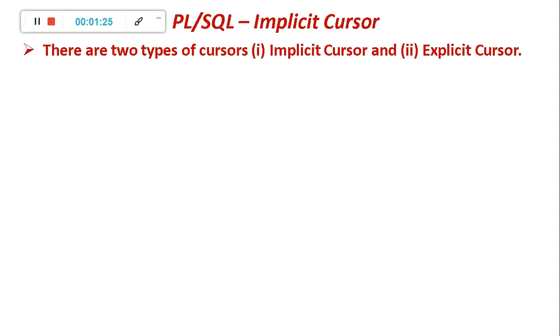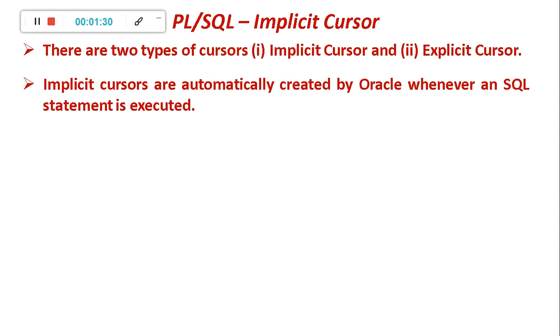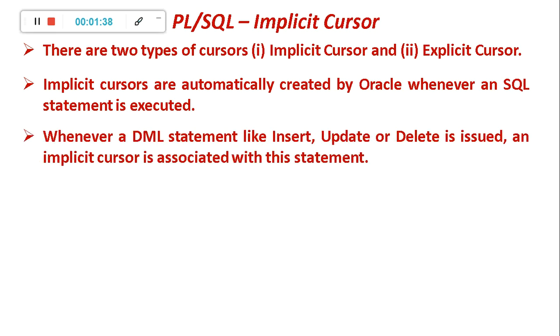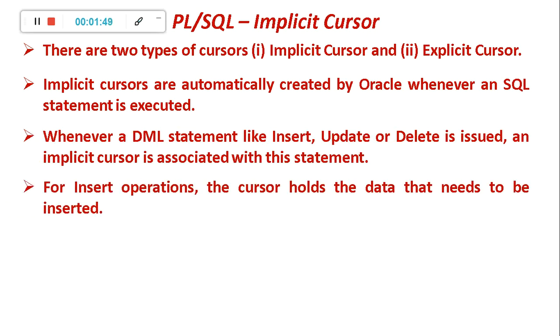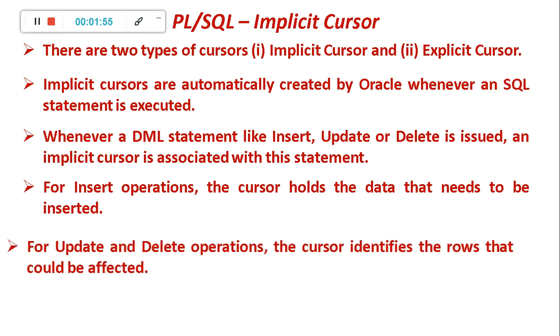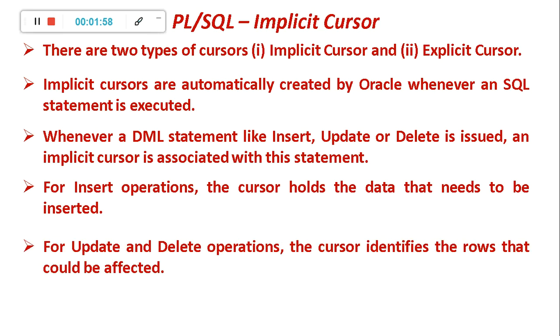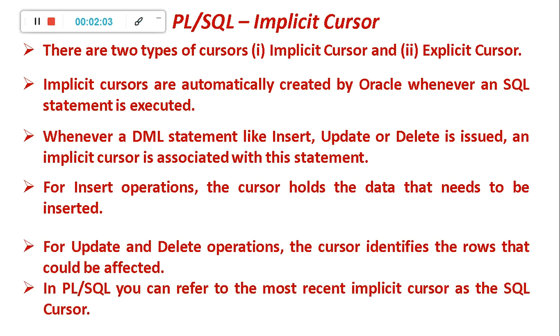There are two types of cursors, implicit cursor and explicit cursor. Implicit cursors are automatically created by Oracle whenever an SQL statement is executed. Whenever a DML statement like insert, update or delete is issued, an implicit cursor is associated with this statement. For insert operations, the cursor holds the data that needs to be inserted. For delete and update operations, the cursor identifies the rows that could be affected.